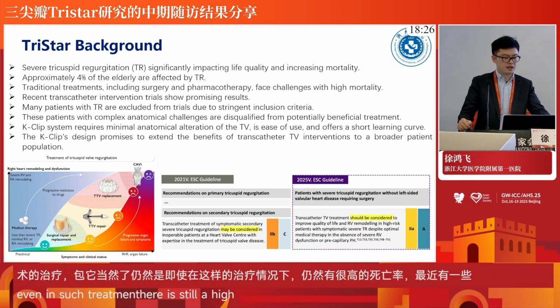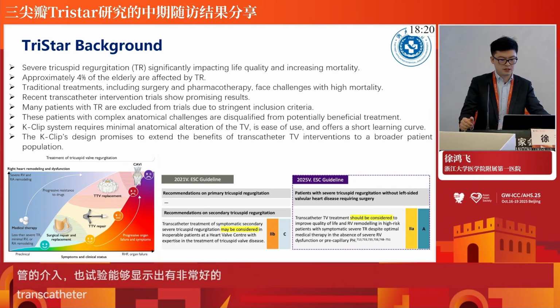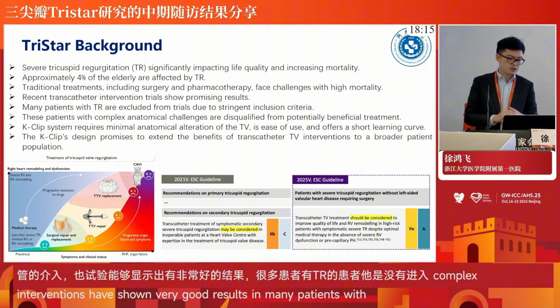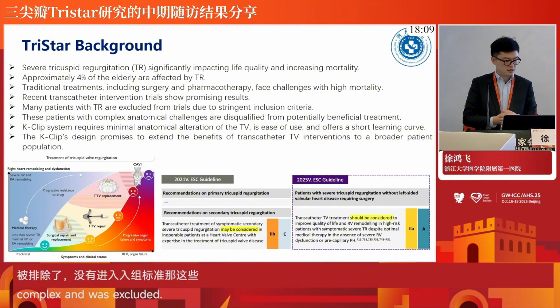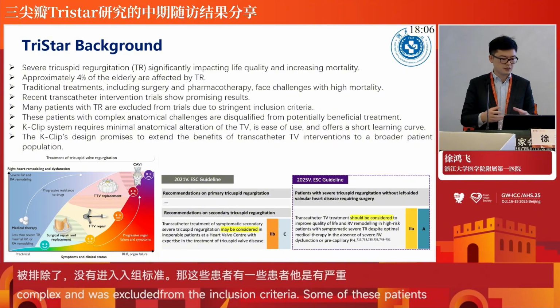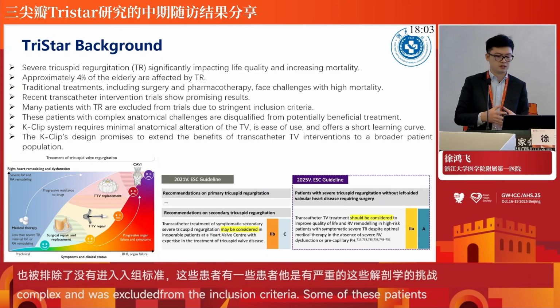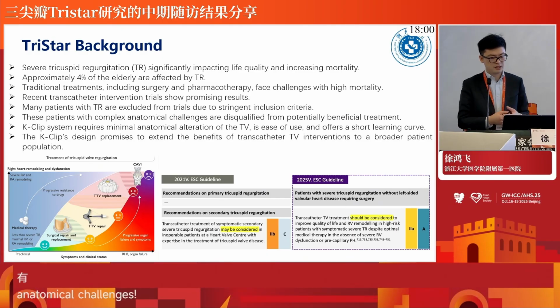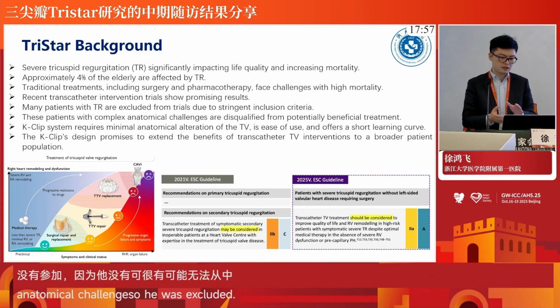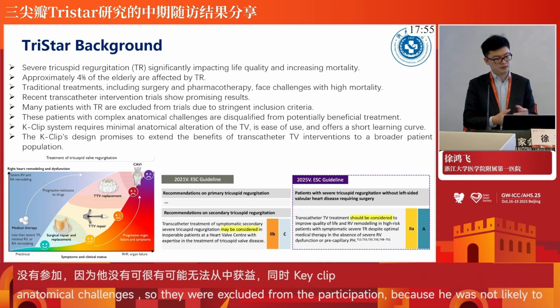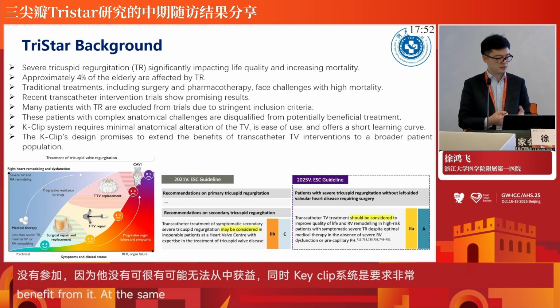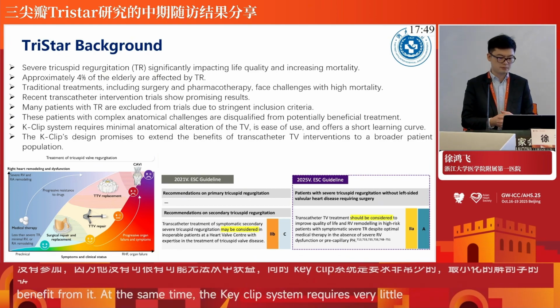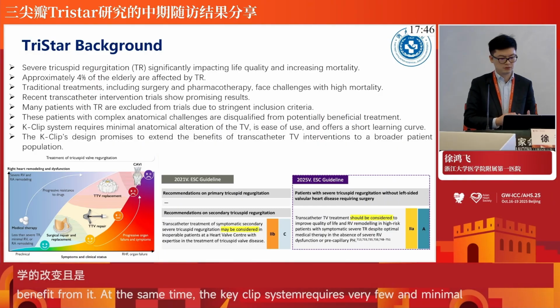Many patients with TR are excluded from the trials, if you have read the articles, due to stringent inclusion criteria. These patients with complex anatomical challenges are disqualified from potentially beneficial treatment. The K-Clip system requires minimal anatomical alteration of the TV and is easy to use, and offers a very short learning curve, which I will show you in the next slide. The K-Clip design promises to extend the benefit of transcatheter TV intervention to a broader patient population.